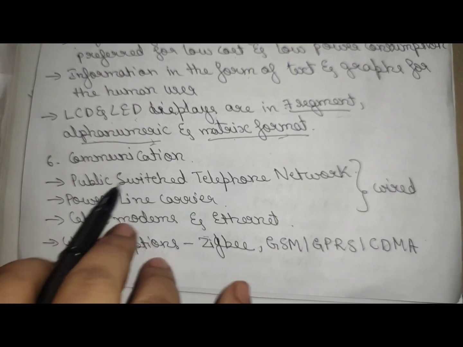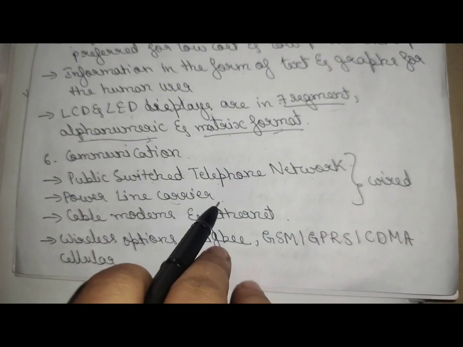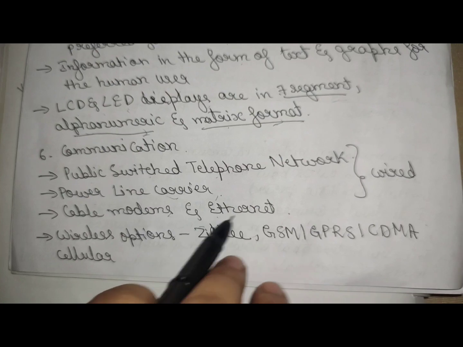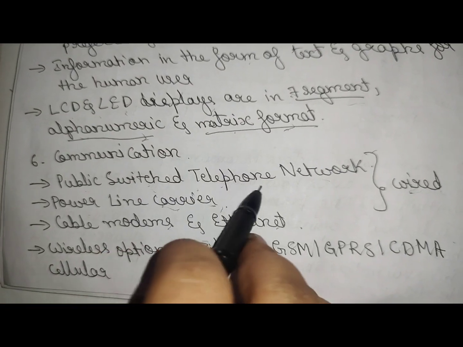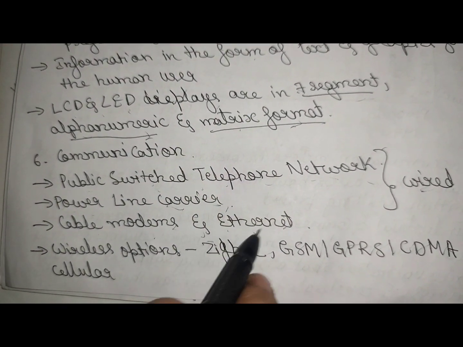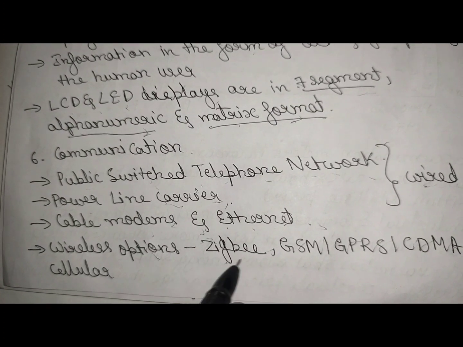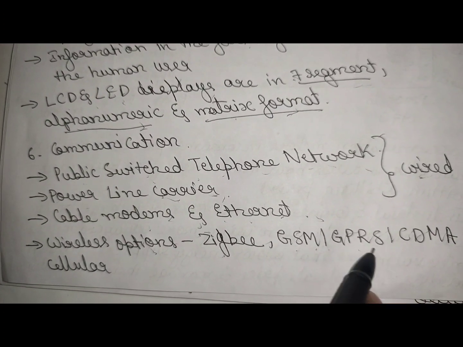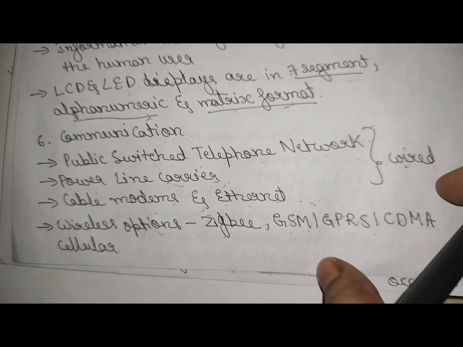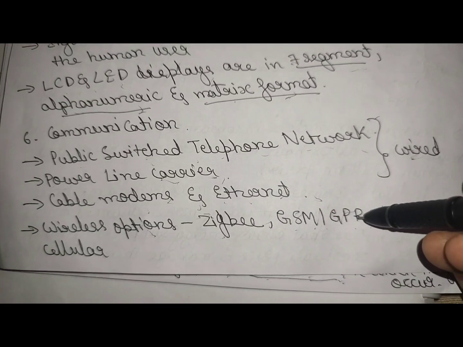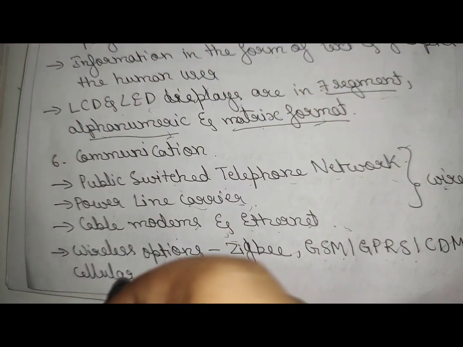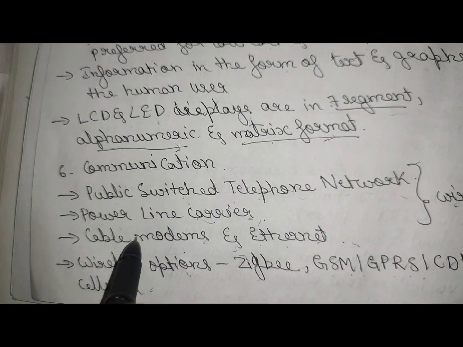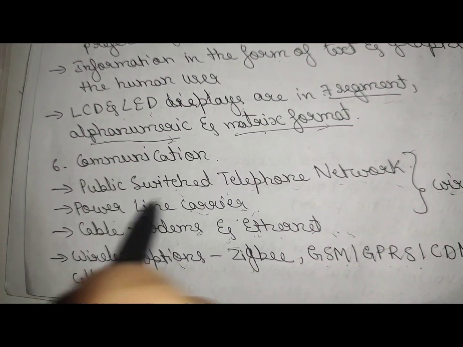Communication: public switched telephone network, power line carrier, cable modems and Ethernet. These are wired: power line carrier, public switched telephone network, cable modems and Ethernet. Wireless options are Zigbee, GSM, GPRS, CDMA, cellular. So when it comes to wired, there are cable modems and Ethernet, PLC, and the telephone network.